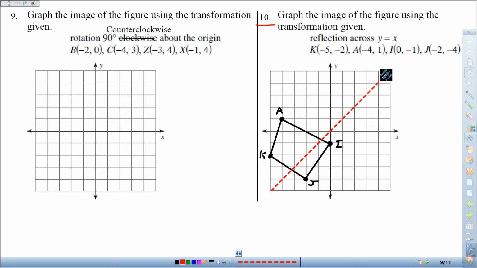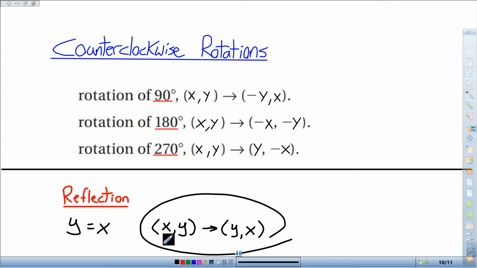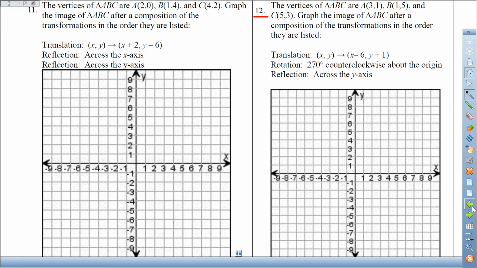Okay, and the big thing is following this rule. Reflection over y equals x is this: our original x, y becomes y, x. We just swap the two numbers. All right, so I think I'm going to leave it to you on this one.